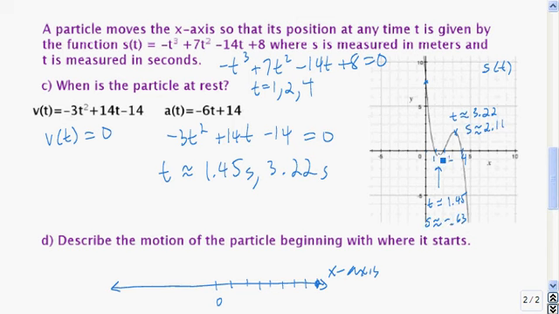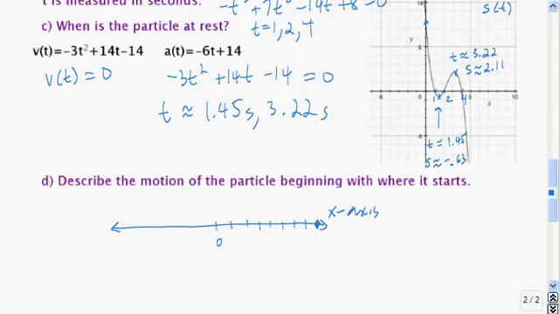Okay, so at this spot here where the particle is at rest, it's at the position negative 0.63 or so. And at this other spot here where the particle is at rest, the position is around 2.11. Okay, so I'm going to use all this information here to describe the motion.